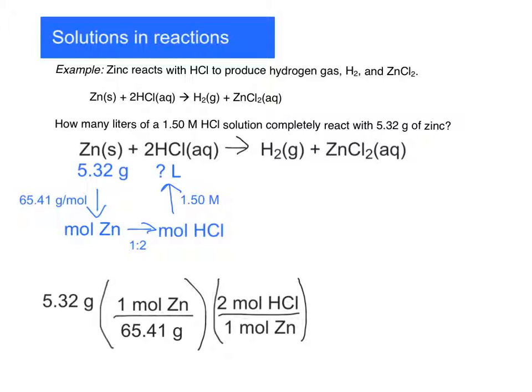concentration that we're given in the problem, so we know that 1.50 moles of HCl is what we would find in 1 liter of that solution. Okay, so now we just multiply all of this out, and we end up with 0.108 liters of our HCl solution.